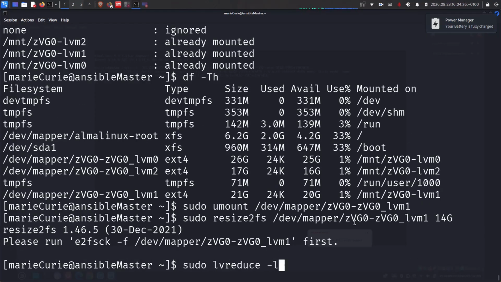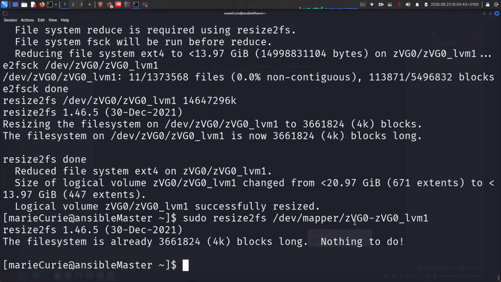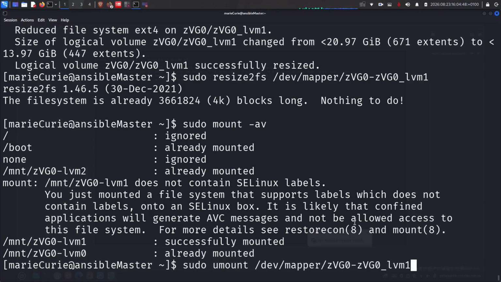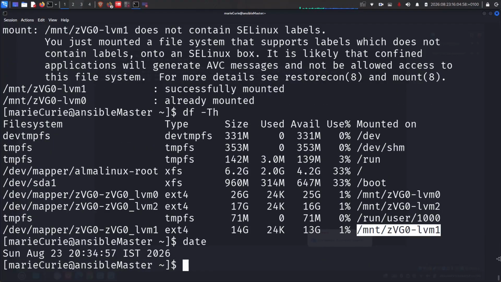Okay, then I am going to run the lvreduce command with the hyphen r flag now. Okay, now I'm going to run the resize2fs command once again, and I'm going to mount it back. df -h now. It is 13GB. Okay, so what mistake did I do? It has to work, but I don't know why it did not work.